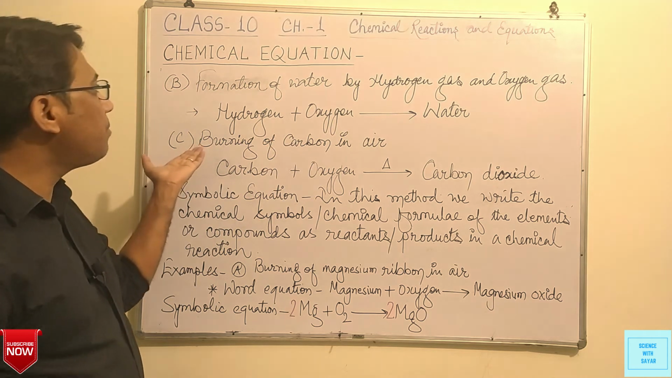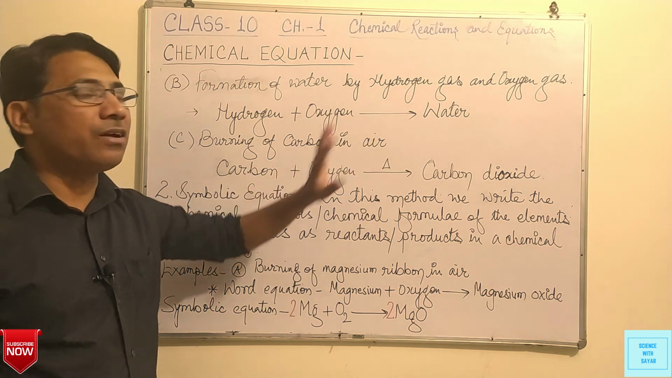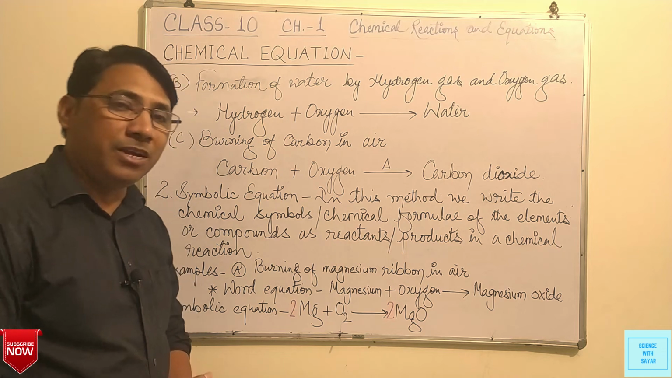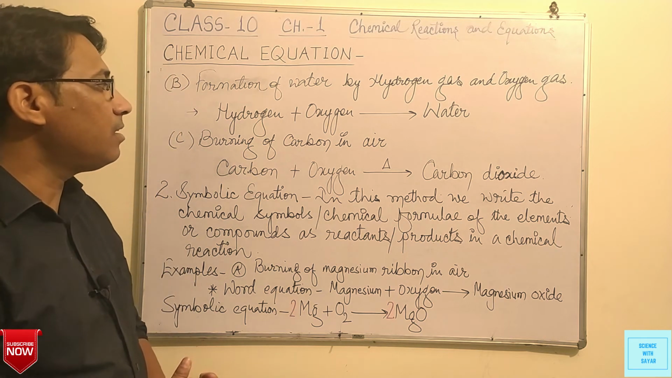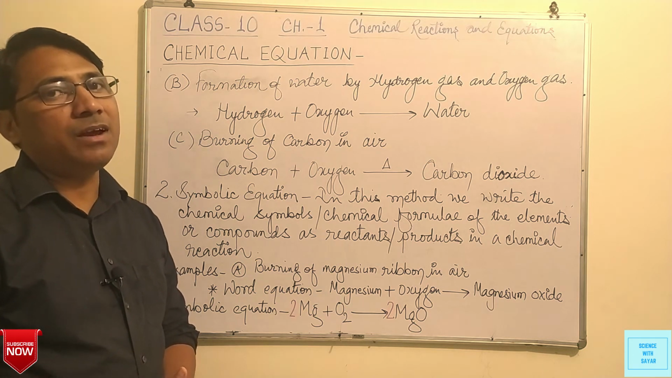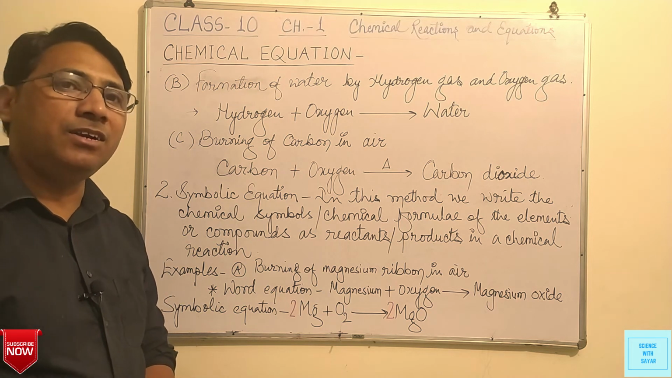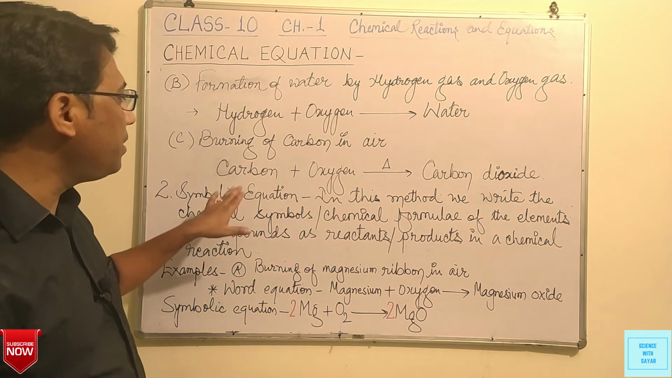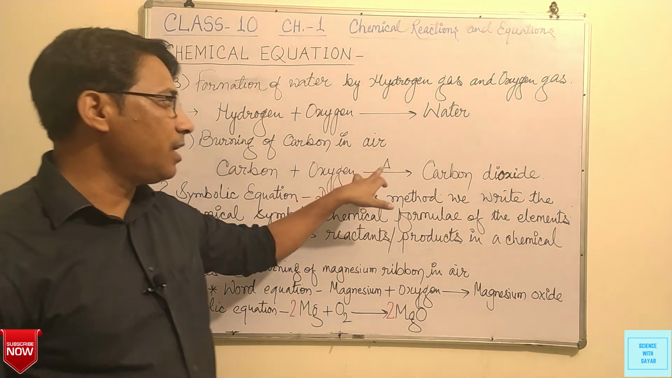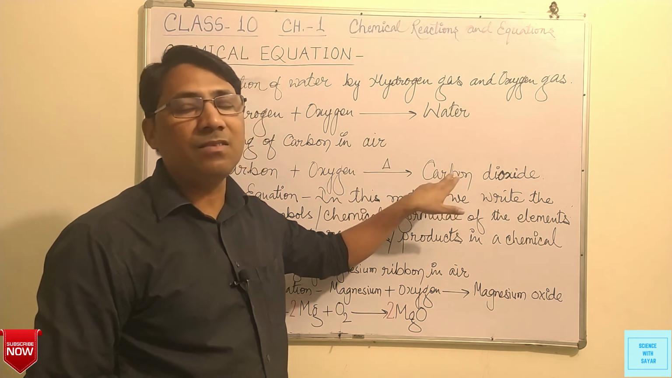Another example of a word equation: burning of carbon in air, by heating it. We know that the reactants are carbon and oxygen, and new substances are formed: carbon dioxide and heat also. It can be written as the word equation carbon plus oxygen, with the delta sign showing that we are heating it, and carbon dioxide is formed.